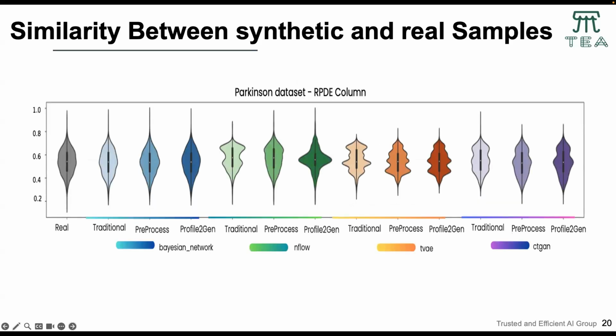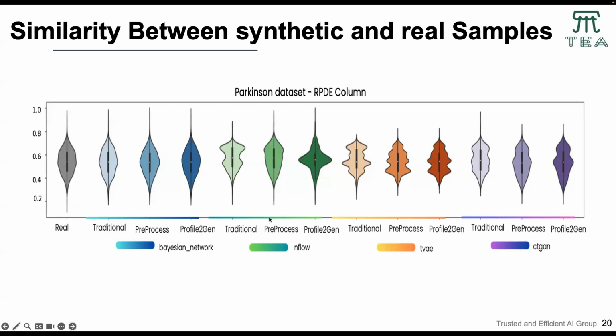And this is a violin plot. So actually, this is my first time seeing this plot. On the very left side is the real data distribution, and these are all the synthetic generated. So the closer the shape looks to the real, the more similar the data is to real. I think that's the big picture of this plot.